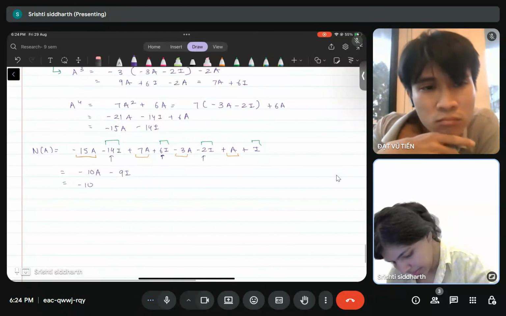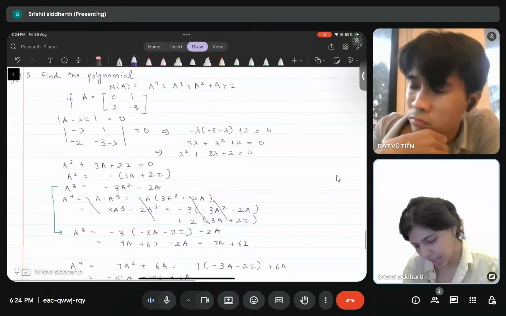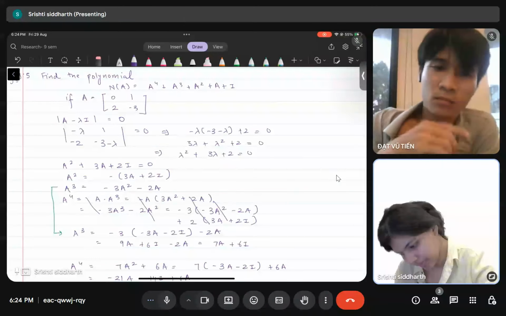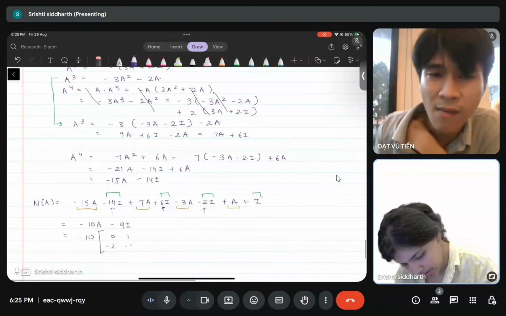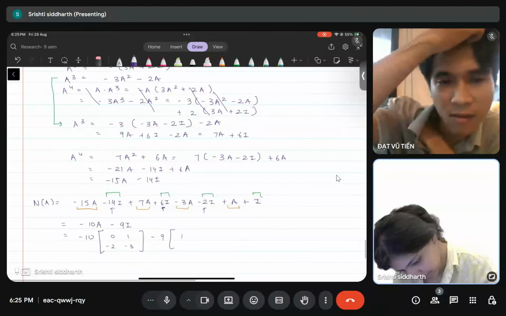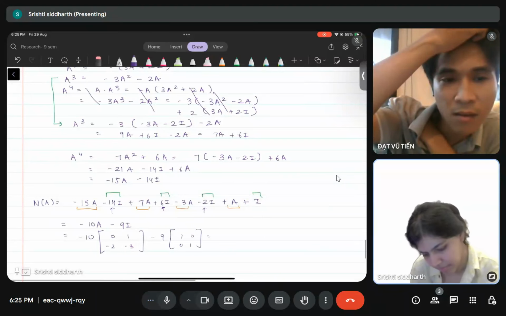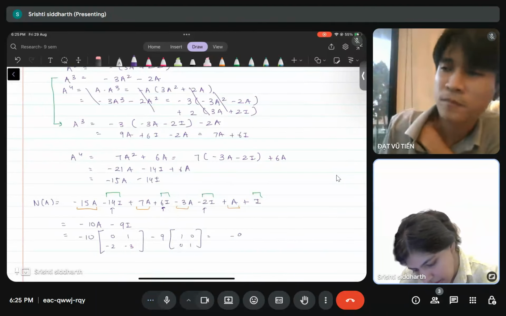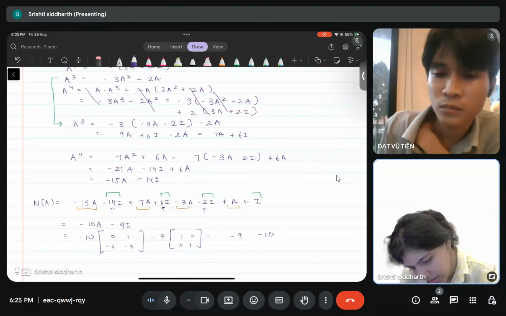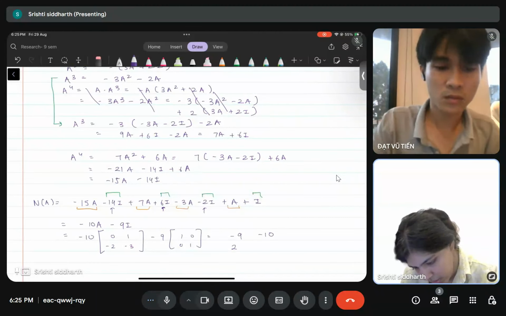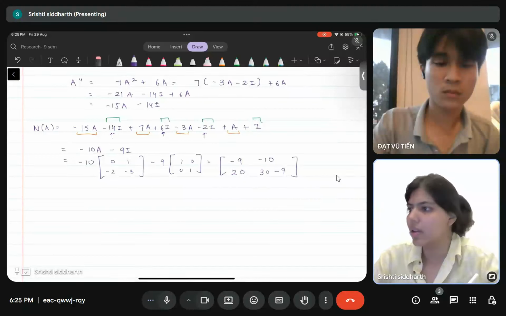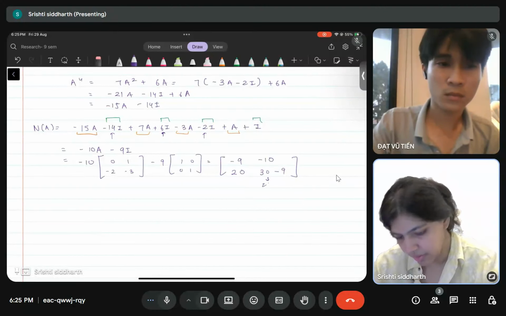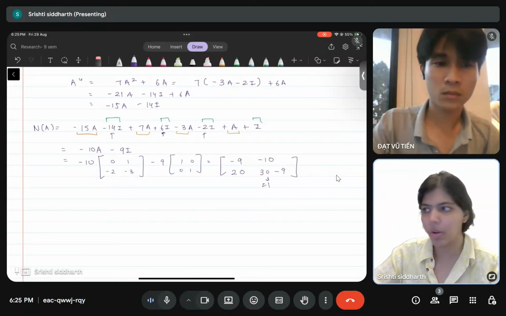And so this is minus 10. You already have the matrix. 0, 1, minus 2, minus 3. So this is minus 9, minus 10, 20, minus 9. Right. So this is the evaluation of the polynomial.